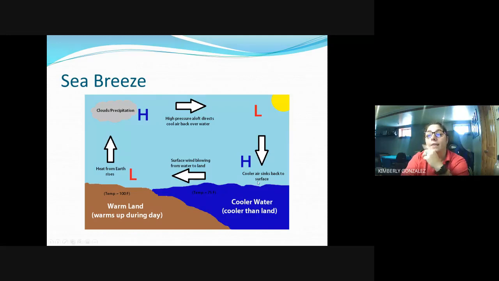Okay, and this I actually like better than the first picture because it explains how the cool air sinks back to the surface, goes towards the land by the wind, the land heats it up, and it goes up, and then it moves away, and then it goes down. And it also shows where the high and low pressure systems would be.